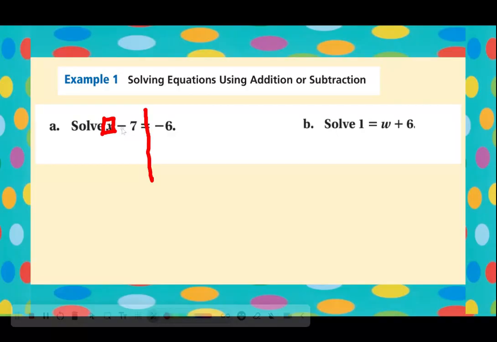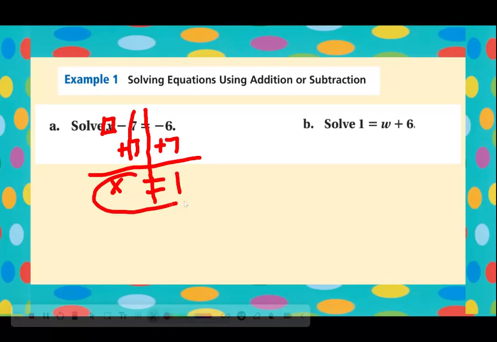So the opposite of minus 7 or negative 7 is adding 7. Now I'm left with x on the left side because negative 7 and positive 7 cancel out. That's our goal, to get x all by itself. And negative 6 plus 7 is positive 1. So x equals 1. Now let's do a check.